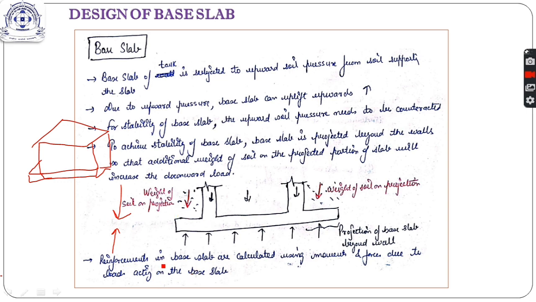Now after we have calculated all these forces, apart from these we have some other forces, like the weight of tank walls will also act in the downward direction. The weight of long wall, short walls, and weight of roof slab will all act in the downward direction on the base slab. So we calculate all these forces and we analyze all this diagram.